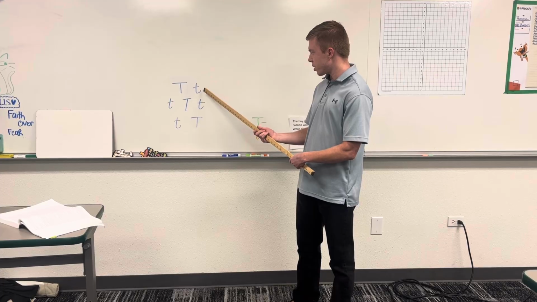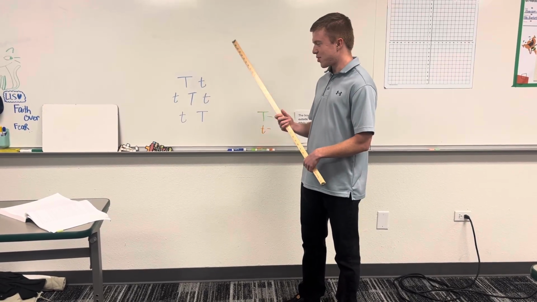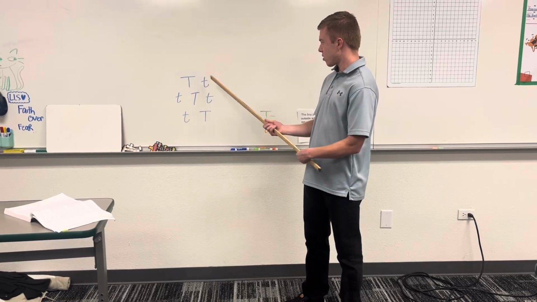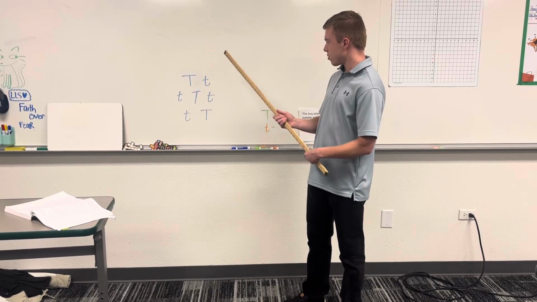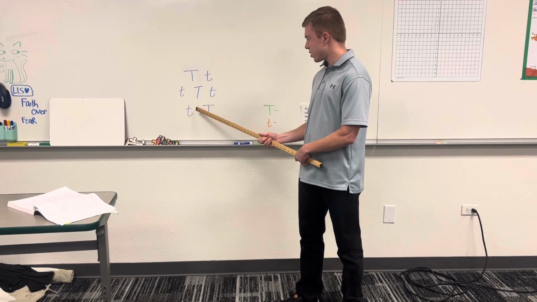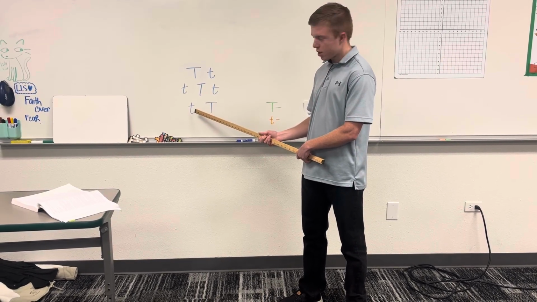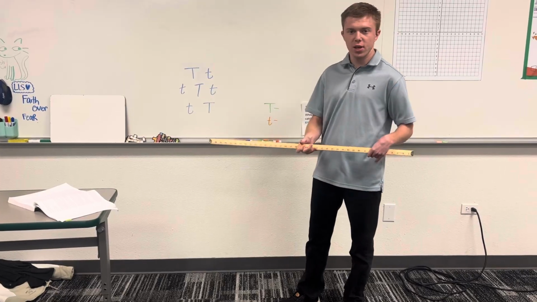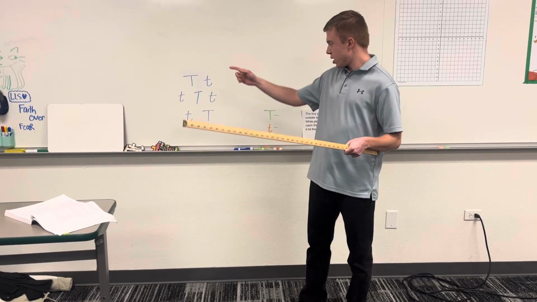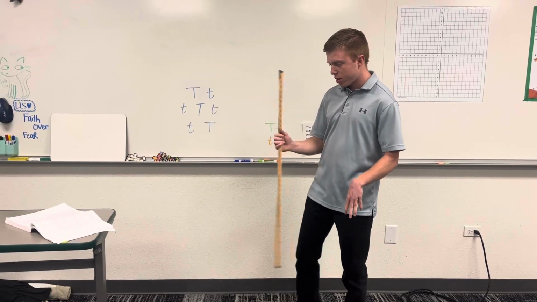Okay, what would this one be? Lowercase. Yes, it would be a lowercase t. It has the curl and then the line going through the middle. Now, what would this one be? Lowercase? Yes, that would be a lowercase t because once again, it has the line going through the middle and it has the curl on the bottom.